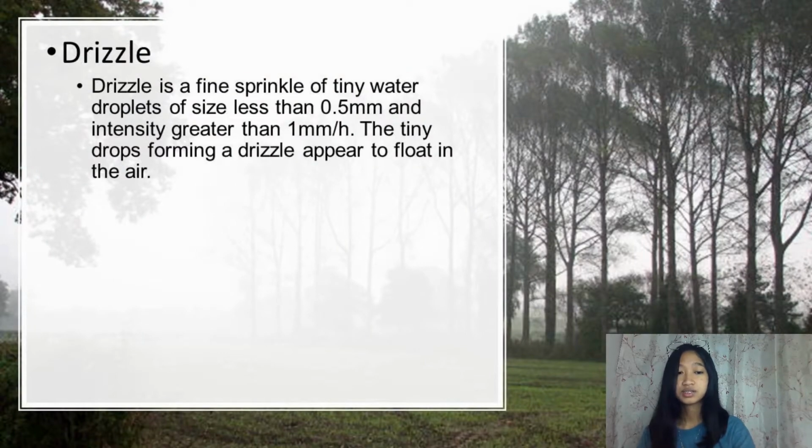So next is drizzle. Drizzle is a fine sprinkle of tiny water droplets of size less than 0.5 millimeter and intensity greater than 1 millimeter per hour. The tiny drops forming a drizzle appear to float in the air. So drizzle is smaller than rain, and yet it has an intensity greater than 1 millimeter per hour.